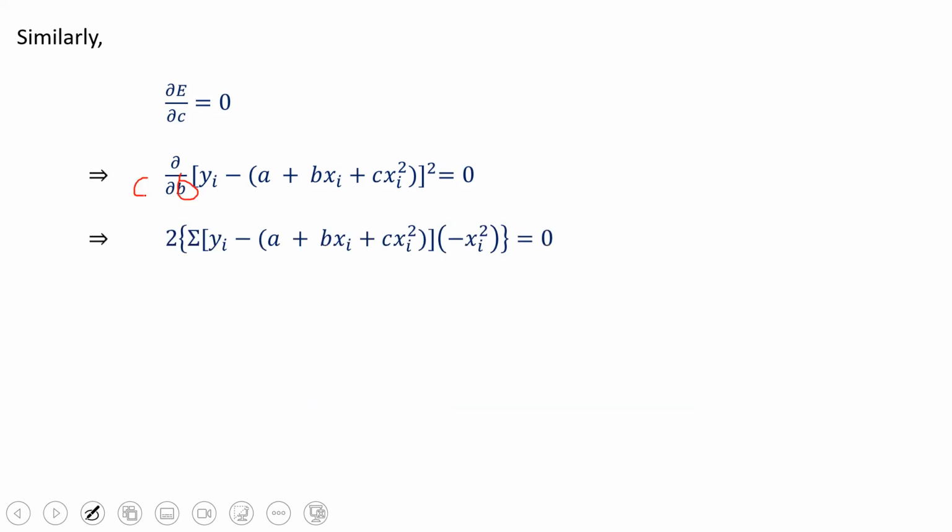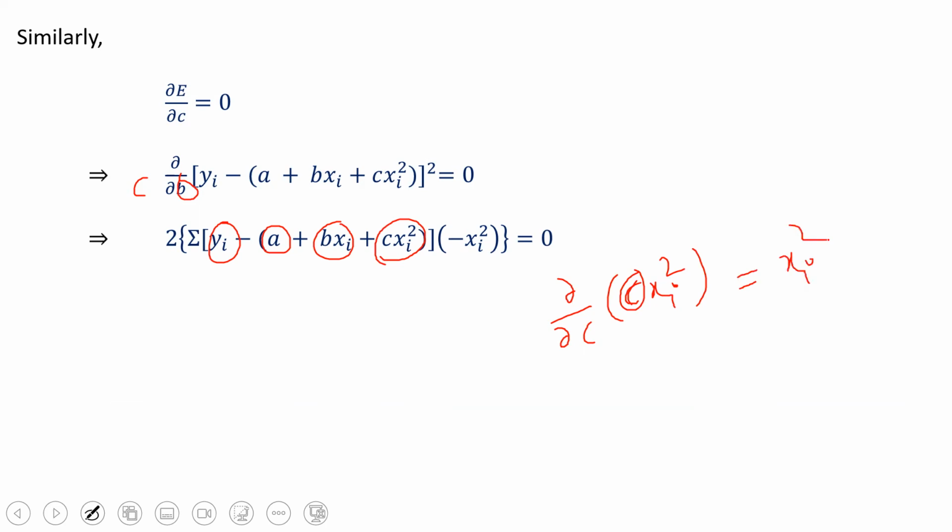So again, if we differentiate it here, just look here, this is constant, and this is constant with respect to c. So we only get the partial derivative of the remaining term with respect to c. The derivative of c is 1, so we are only getting xi whole square. And since there is a minus sign, this will be minus xi whole square.